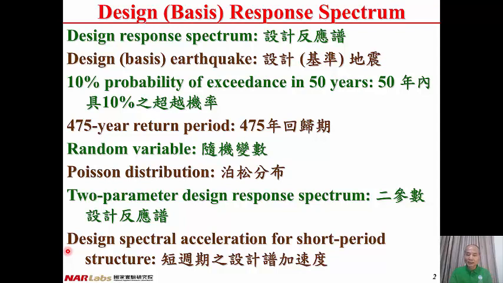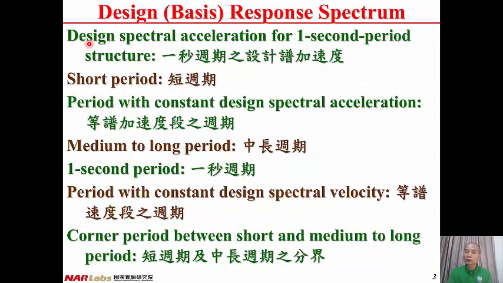One of the two parameters is design spectral acceleration for short period structure, 短周期之设计谱加速度. Another parameter is called design spectral acceleration for 1 second period structure, in Chinese, 一秒周期之设计谱加速度. And short period in Chinese is 短周期. And then another name for short period is the periods with constant design spectral acceleration, 等谱加速度段之周期. And medium to long period in Chinese, 中长周期.